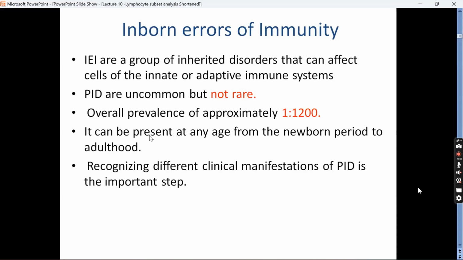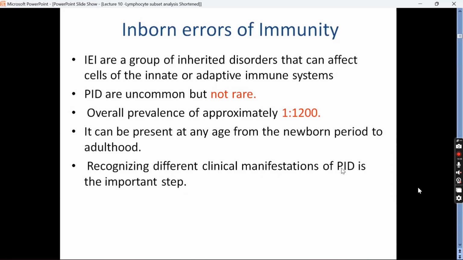So if you have a T cell defect, it presents more in a younger age group, in an early age group. For infants, it can present in less than 2 or 3 years. But on the other hand, if you have an antibody defect, which is a humoral immunity defect, it can present more in the later age group. So the age of manifestation depends upon the type of immunodeficiency the patient has. And recognizing different clinical manifestations of PID is a very important step.